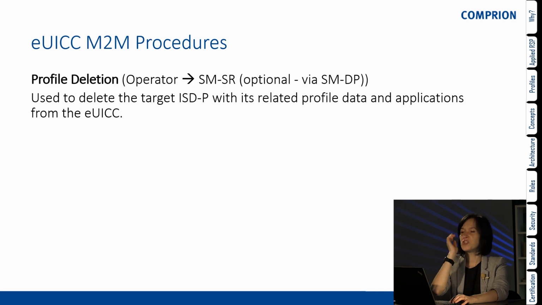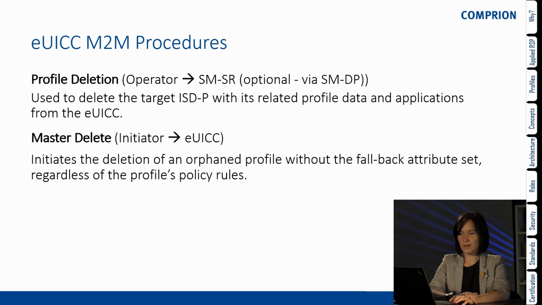Finally, the profile deletion, operator to SM-SR, optional again via SM-DP. So it's used to delete the target ISD-P, the profile container, with its related profile data and applications from the eUICC. Master delete. Okay, the initiator can be a different one. It initiates the deletion of an orphan profile. Hope you remember what an orphan profile is. So without the fallback attribute set.